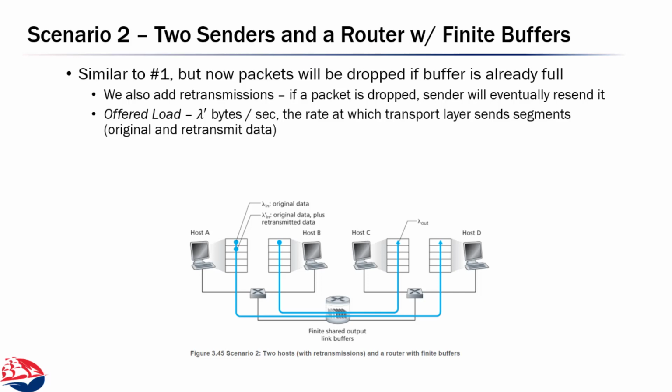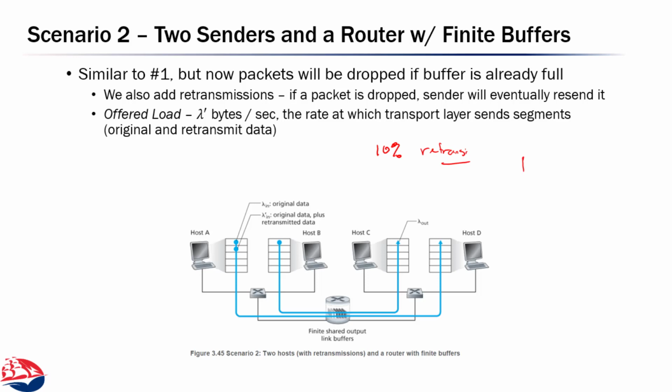So the definition that we use for this is something called offered load. An offered load is the rate at which the transport layer sends segments, and that's going to be the original and the retransmitted data. So for instance, let's say that 10% of my data is going to end up being retransmitted. How much do I need to actually send?